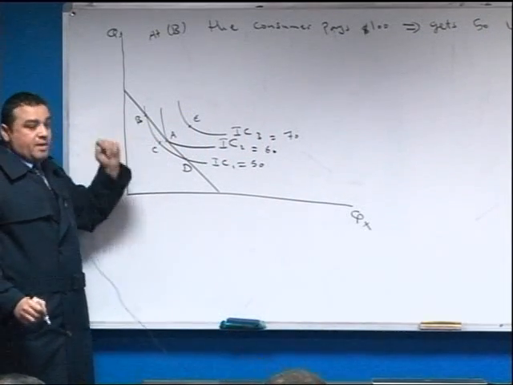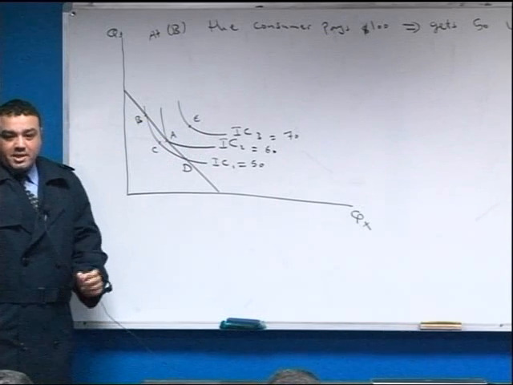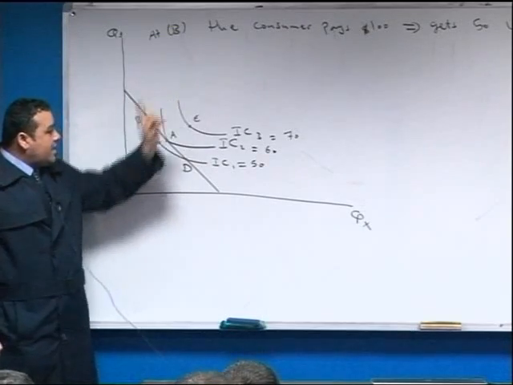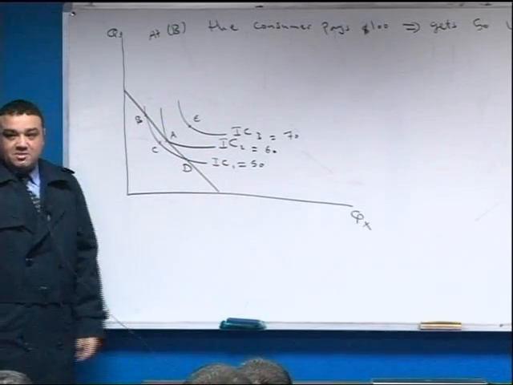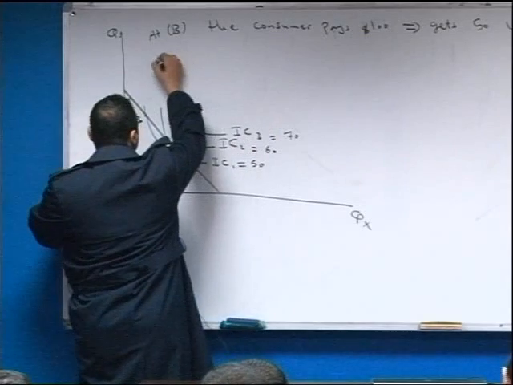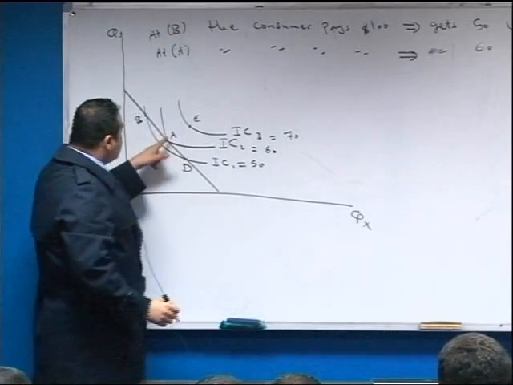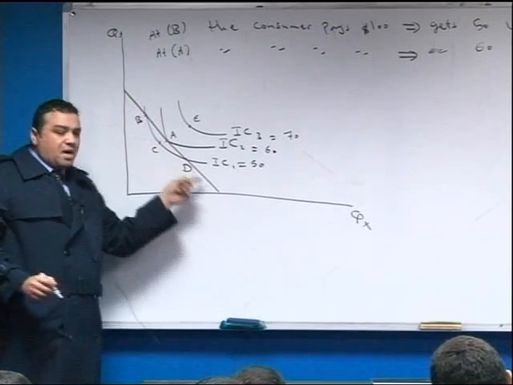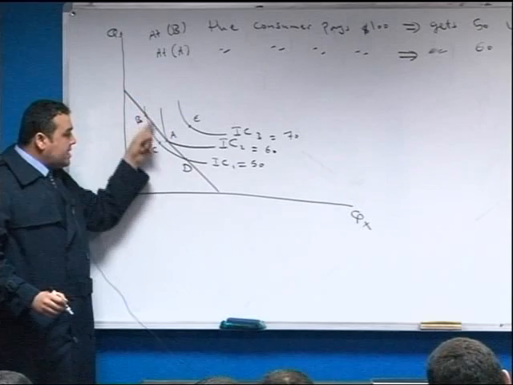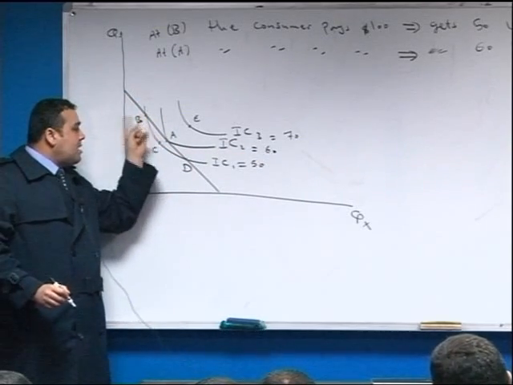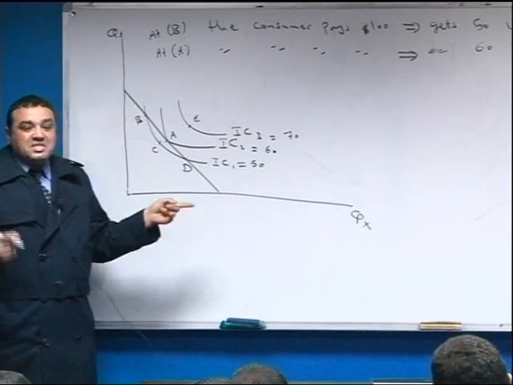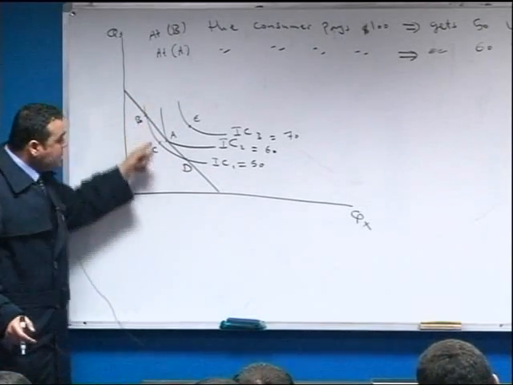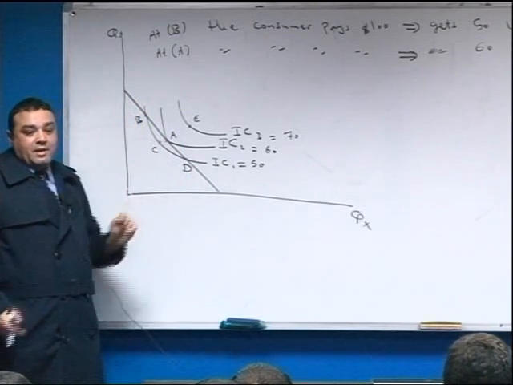At point A, the consumer pays how much? $100 and he gets how much? 60 utils. So point A is better than B, because at A he spends $100 and he gets 60 utils. But at B he spends the same amount, the same income. He distributes all of his income to buy X and Y and he gets 50. So A is better than B.